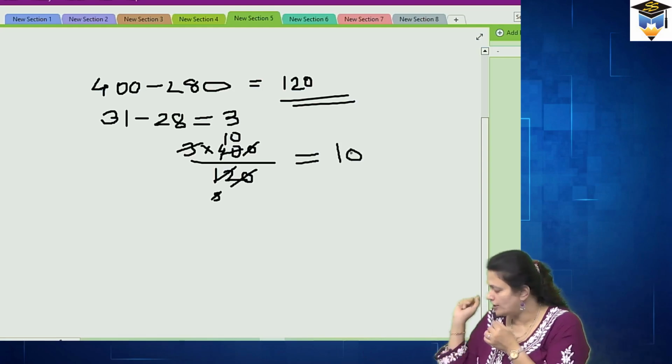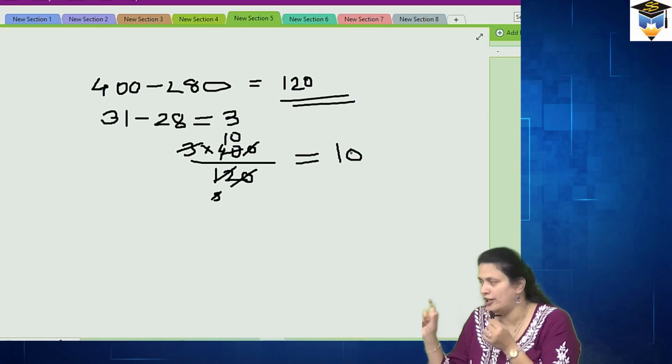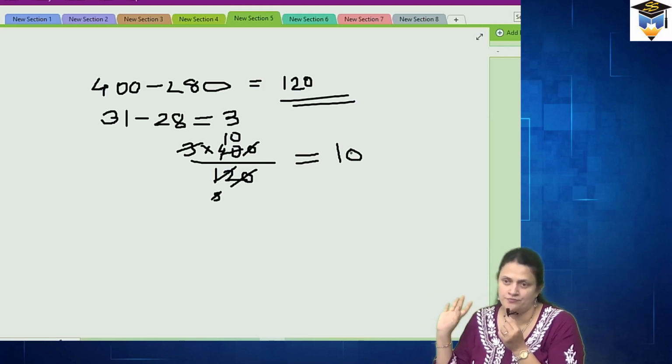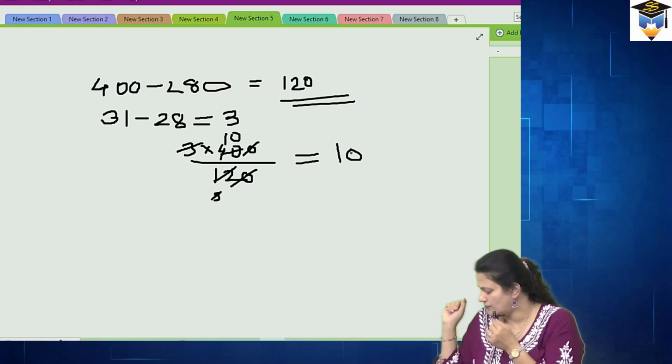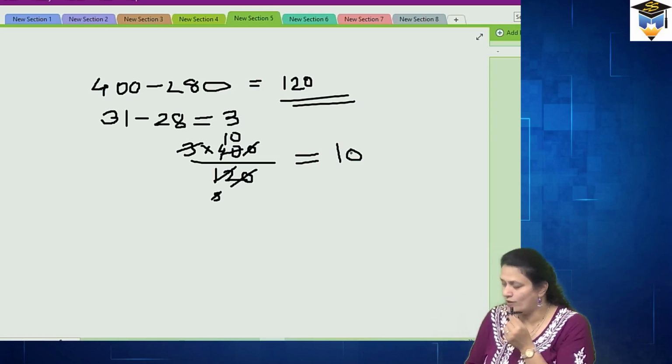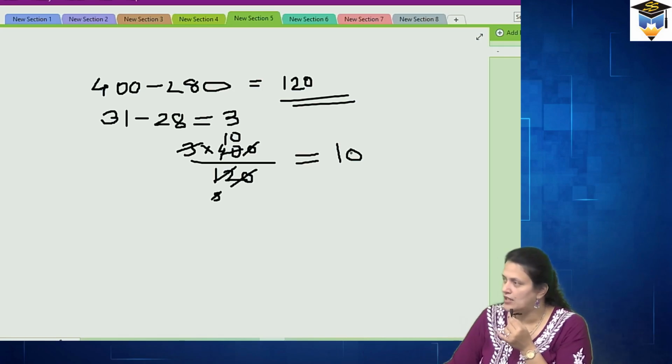So this is the logic behind how to find the number of days for which the remaining ration will be sufficient. Understood? Online students, have you understood? Please let me know in the chat box. Now let us go to question number 26 on that same page.